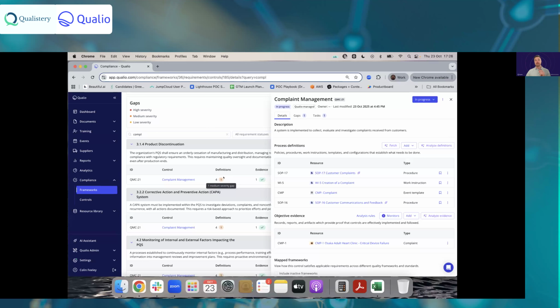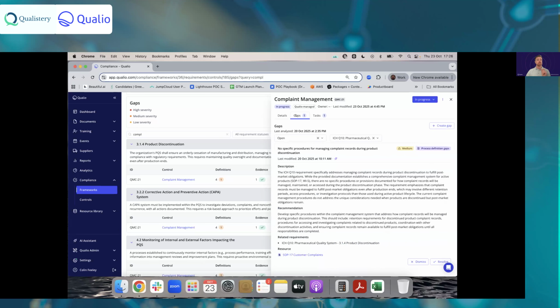There's an issue. So what's happened? Our analysis is framework specific. So when we ran it for 9001, there was no issue, but now there's an issue for ICH Q10 because ICH Q10 is more specific in its requirements. And what has it called out?